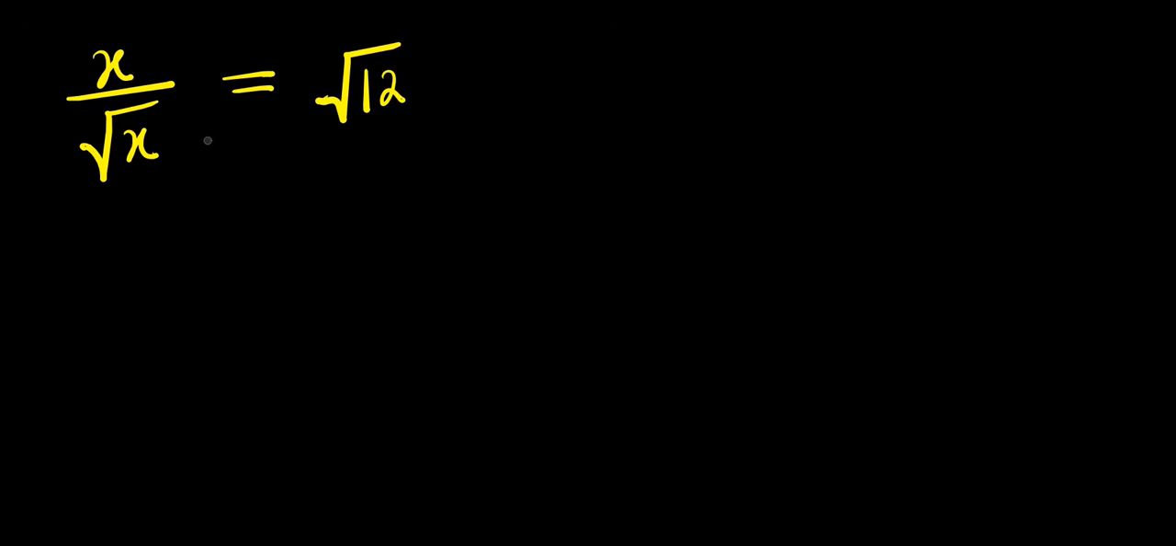Hello, how do you solve this radical problem? x divided by square root of x equals square root of 12. Now we are going to use two different methods. The first method will be to cross multiply.